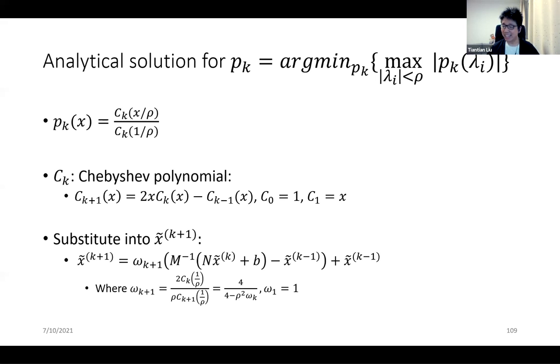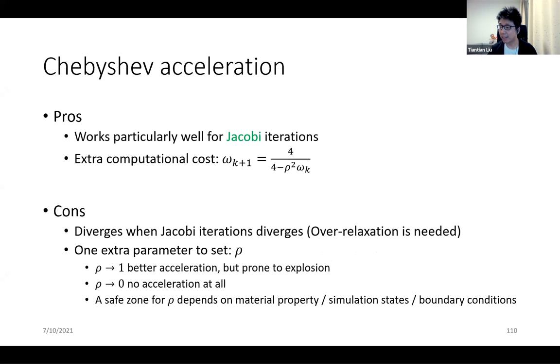And by substituting the Chebyshev polynomial into the problem, it is actually very delightful to see that the overall cost for every iteration is really, really small. All we need to do is to introduce an extra variable omega into our iterations, like this one, and use this omega on the results from the previous iterations to get a better new one. As we can see, this omega depends on the estimated rho, which is the spectral radius of the matrix.